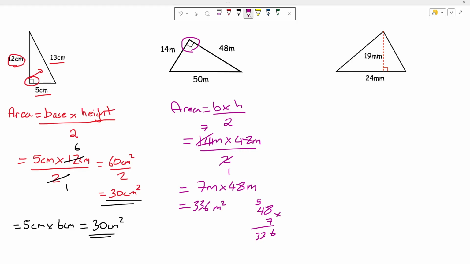Now for question number 3 guys, what I want you to do is hit pause, try and do it by yourself, and comment below your answer, so I know whether you understood or not. Let's see if you got the correct answer.